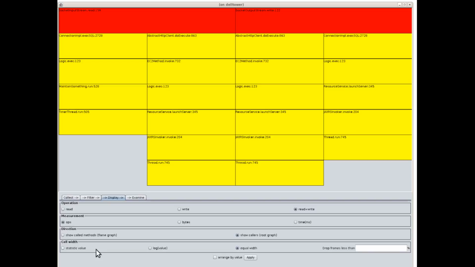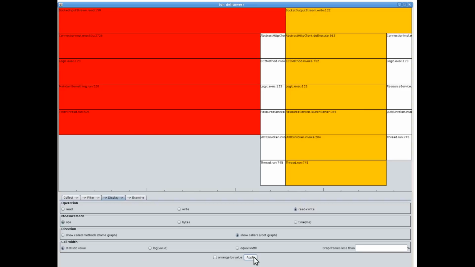So far we've had cell width set to equal width, which gives no real indication of the relative network load of each of the call stacks that I'm viewing. What I probably want to do is view statistic value and scale the cell width by that. If I make that change, I can see here in this graph that this particular call stack is responsible for a good portion of the I/O load that's occurring right now.